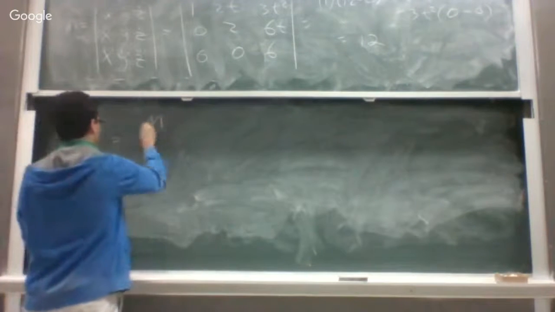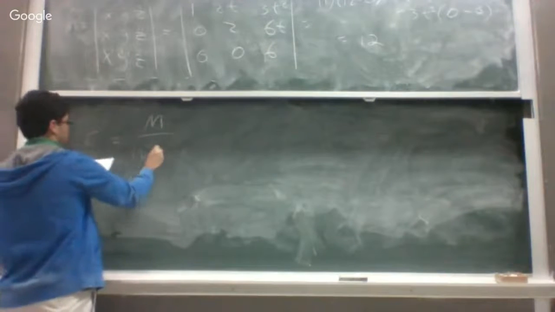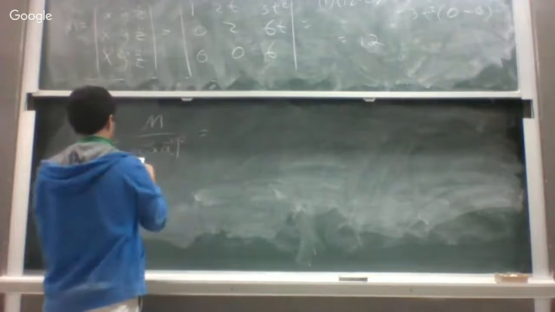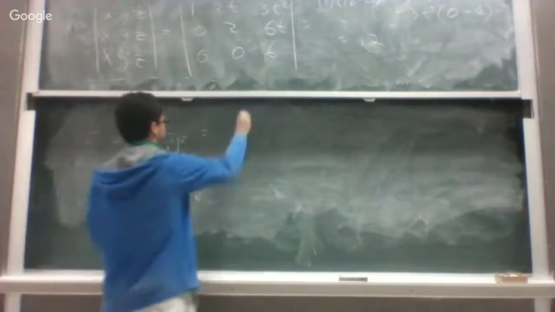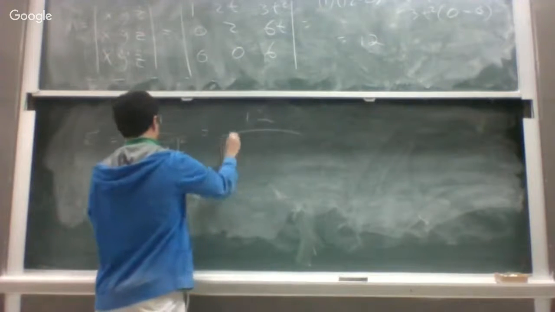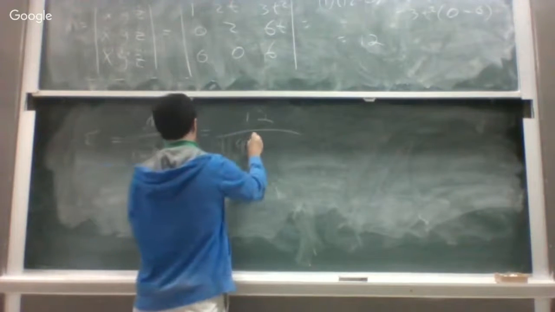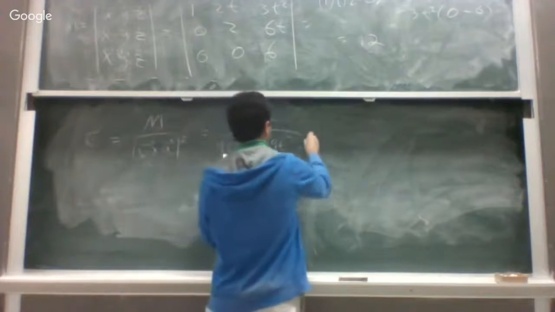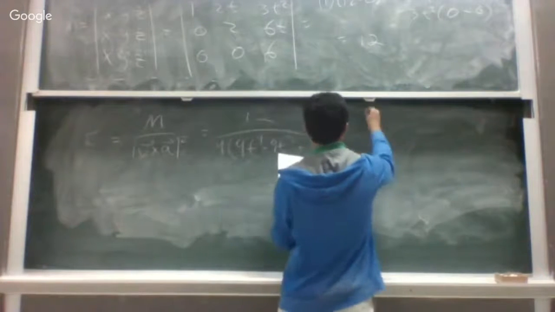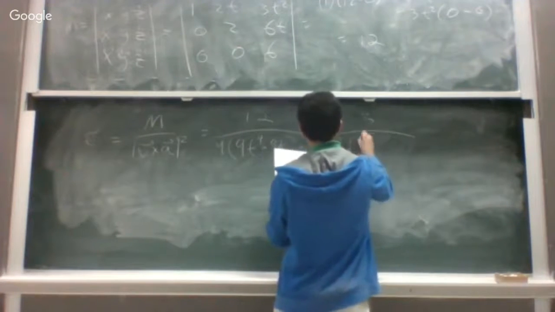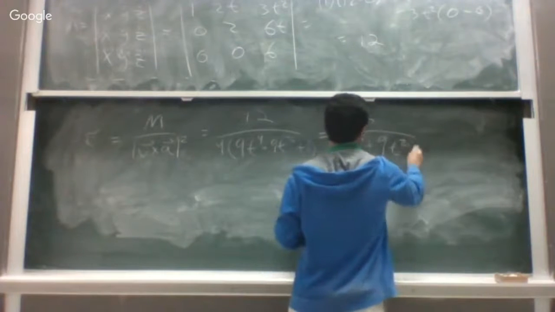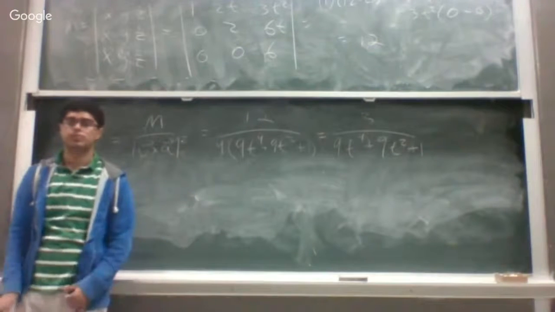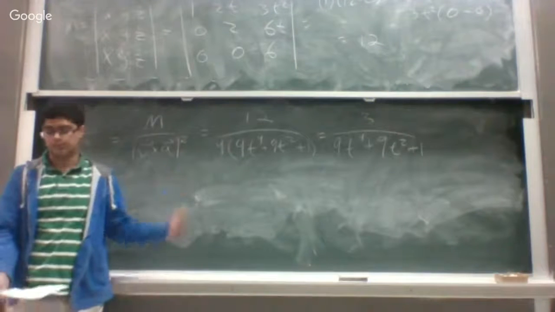Tau is equal to m over the magnitude of v cross a, quantity squared. So then we have 12 divided by 4 times 9t to the 4th plus 9t squared plus 1, which is equal to 3 over 9t to the 4th plus 9t squared plus 1. And they'll give you this formula.